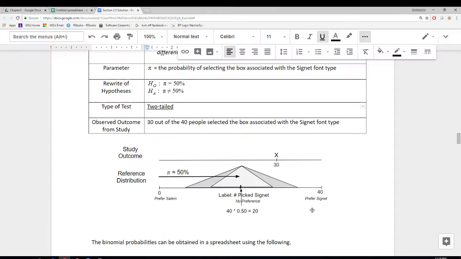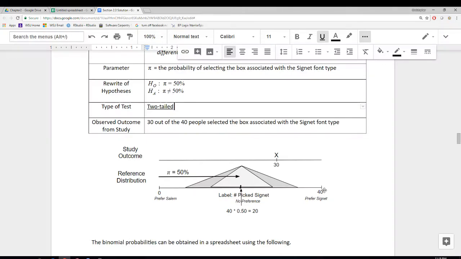So if there's 40 people who did this study, I should have mentioned that. 30 of the 40 people actually picked a Signet font. So the study outcome is at 30 here. My number line goes from 0 up to 40.